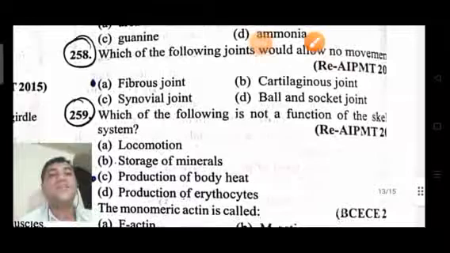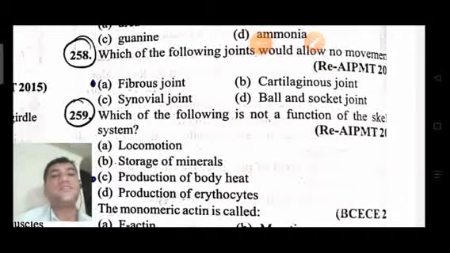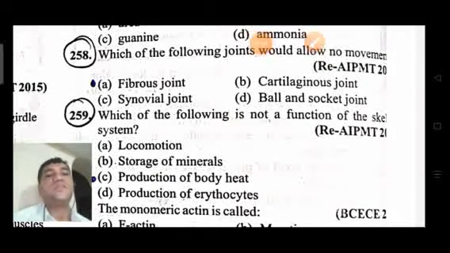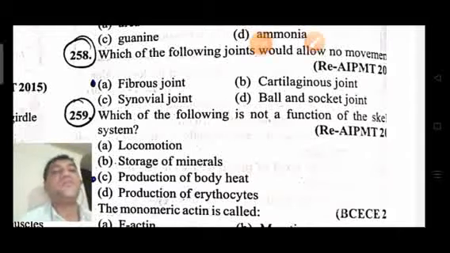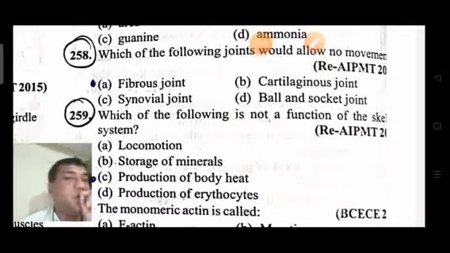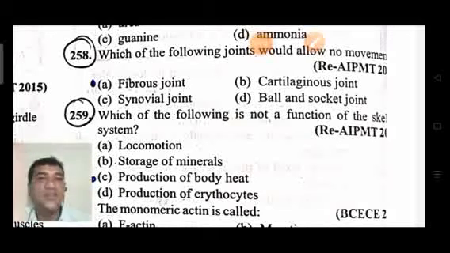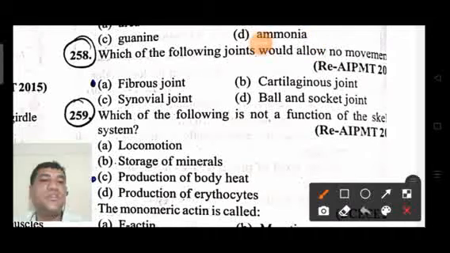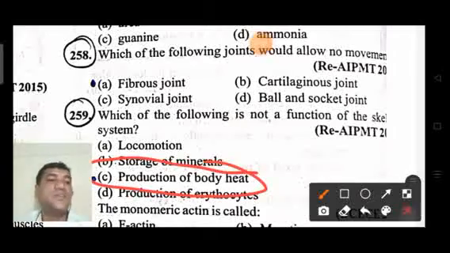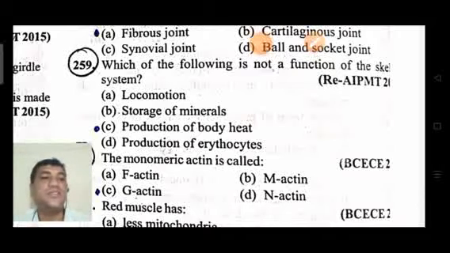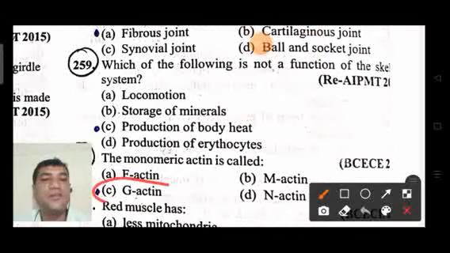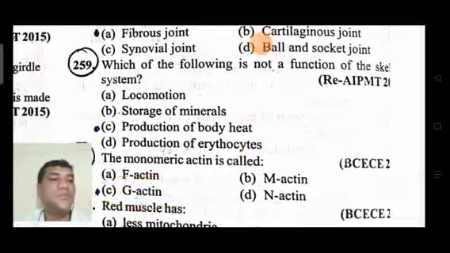Next, which of the following is not a function of the skeletal system? Locomotion, storage of minerals, production of body heat, production of erythrocytes. Production of body heat is done by the muscular system, so it is not a function of the skeletal system. The monomeric actin is called globular protein or G protein. So C option.